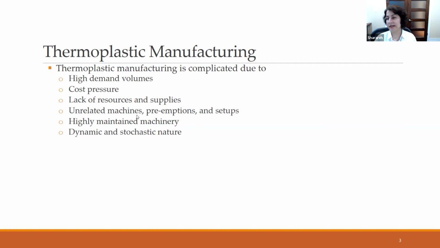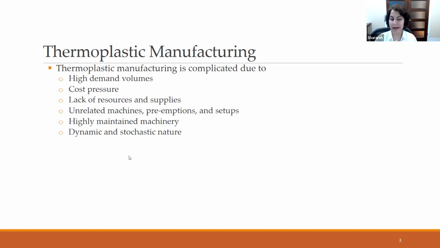Also, the machines that are being used for manufacturing are unrelated, and preemption is allowed there. When they want to produce different product families, they have to consider the setup times for that production. Another aspect of complexity is the machinery. They are highly maintained, which means that preventive maintenance, mainly time-based maintenance, also needs to be taken into account in production.